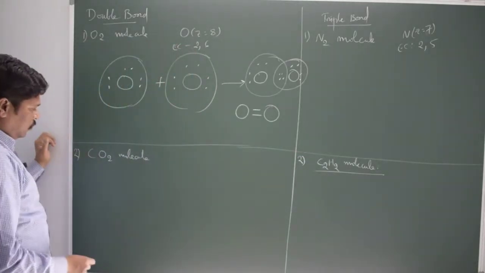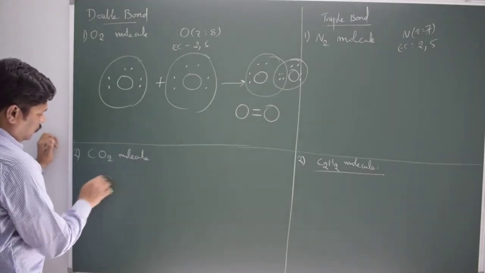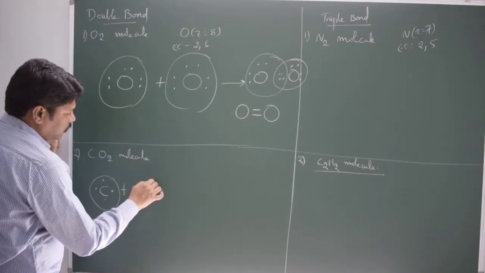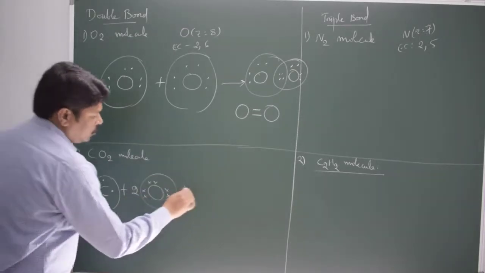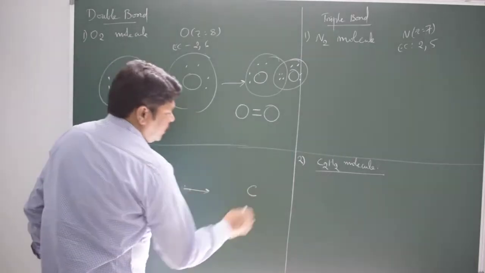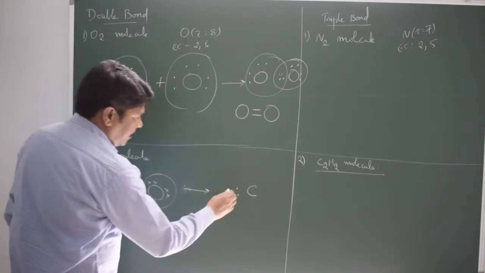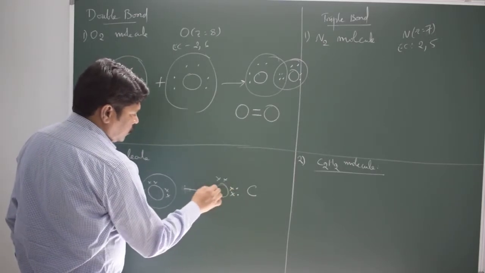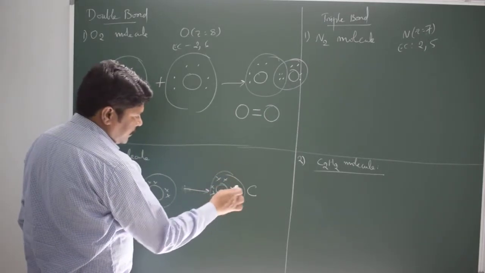CO2 molecule. So CO2: one carbon atom, one, two, three, four, and 2 oxygen atoms. What I'm going to do is change the symbol like this for CO2. So the structure of the molecule which you are going to get is: C will share 2 electrons of it with 2 electrons of oxygen. So the remaining electrons of oxygen are 6. Then these 8 electrons are filled now: one, two, three, four, five, six, seven, eight.